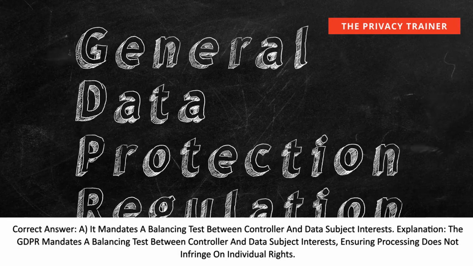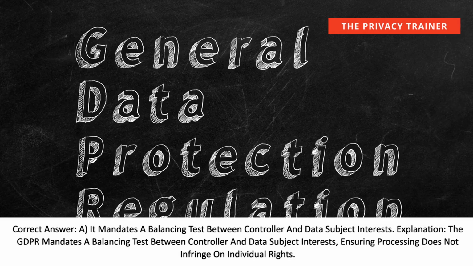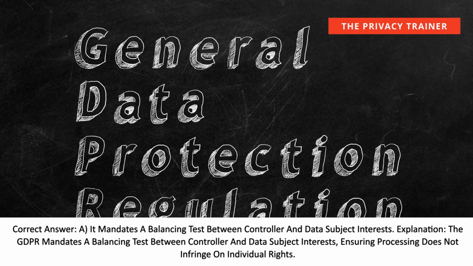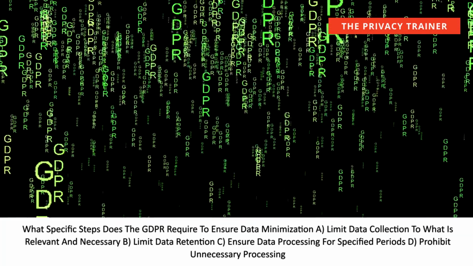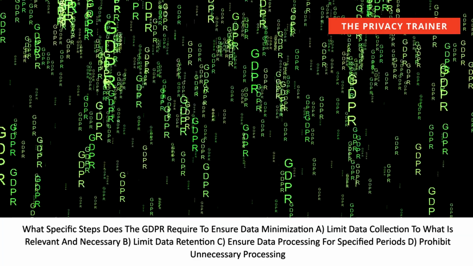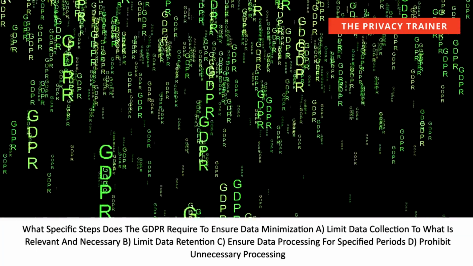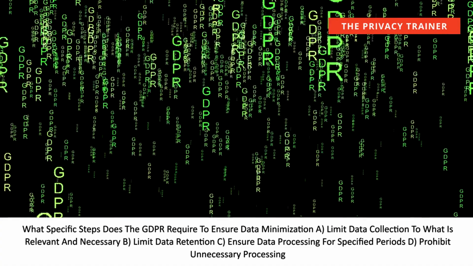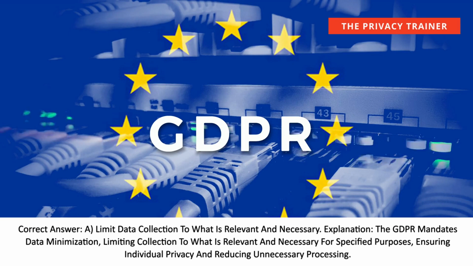Explanation: the GDPR mandates a balancing test between controller and data subject interests, ensuring processing does not infringe on individual rights. What specific steps does the GDPR require to ensure data minimization? A. Limit data collection to what is relevant and necessary. B. Limit data retention. C. Ensure data processing for specified periods. D. Prohibit unnecessary processing. Correct answer: A.